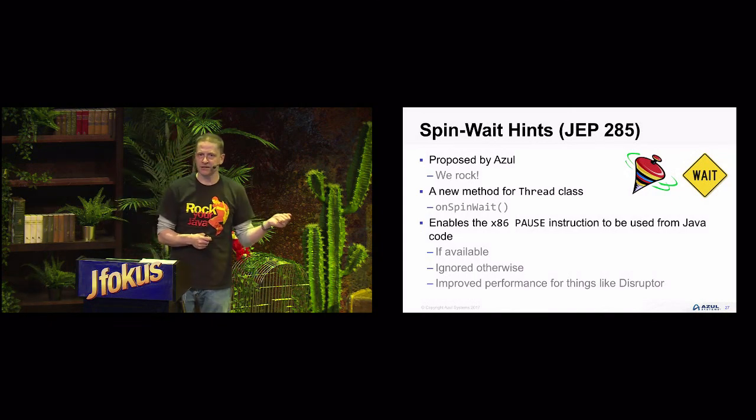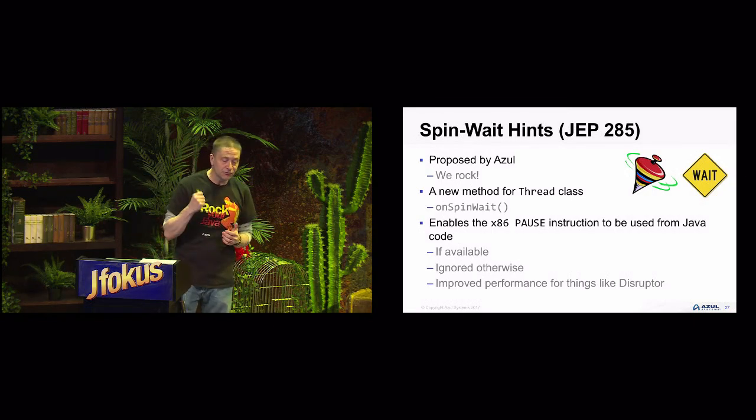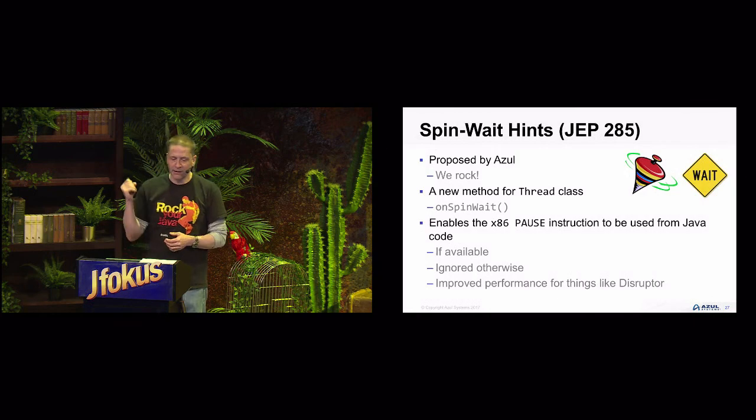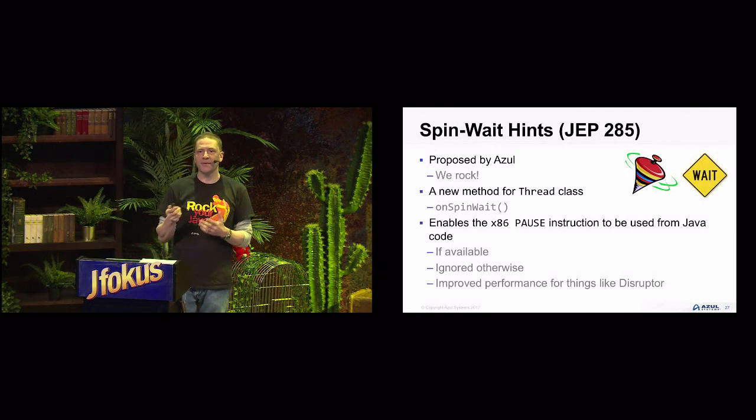Now, if you set the onSpinWait hints, then the processor, rather than spinning, will use the pause instruction of the x86 instruction set. And again, that's a slight reduction in power consumption. And we have found with things like the Disruptor from LMAX that we get better performance on that.